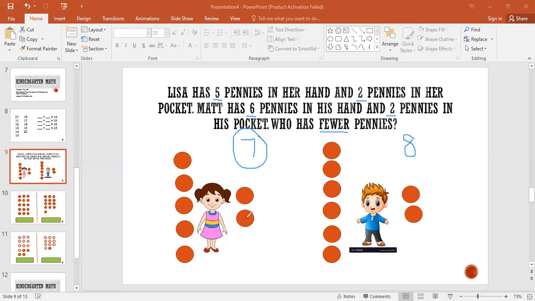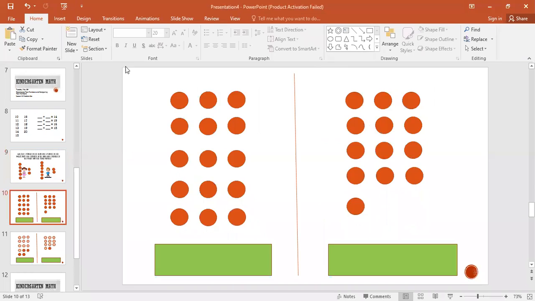Who has more pennies? Matt would have more pennies because 8 is a bigger number than 7. So our answer is Lisa because Lisa has 7 pennies. Great job. So today we are working on what has fewer or more. We're comparing our teen numbers. So our goal is to figure out, does part 1 have more pennies or does part 2 have more pennies? And we will be doing that with 10 ones and some ones for our teen numbers.